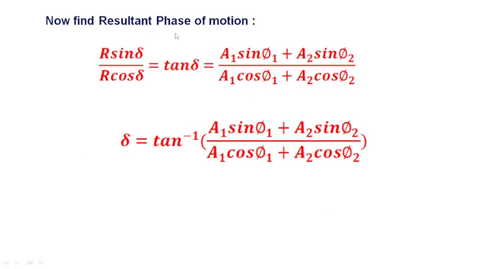Now find the resultant phase of motion. R sin delta divided by R cos delta is equal to tan delta, is equal to A1 sin phi 1 plus A2 sin phi 2 divided by A1 cos phi 1 plus A2 cos phi 2. Therefore, delta is equal to tan inverse of bracket A1 sin phi 1 plus A2 sin phi 2 divided by A1 cos phi 1 plus A2 cos phi 2.